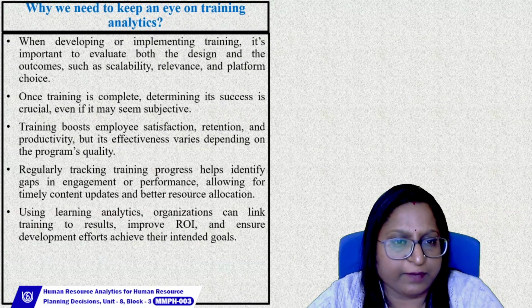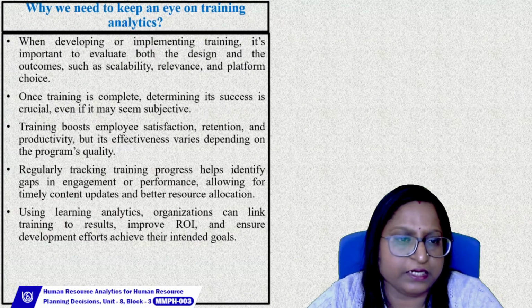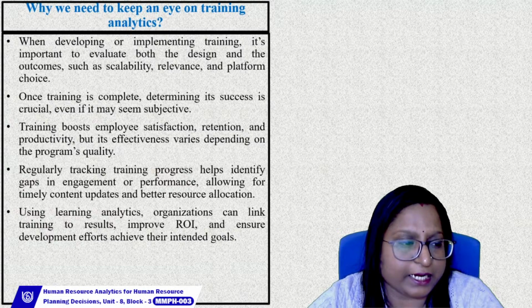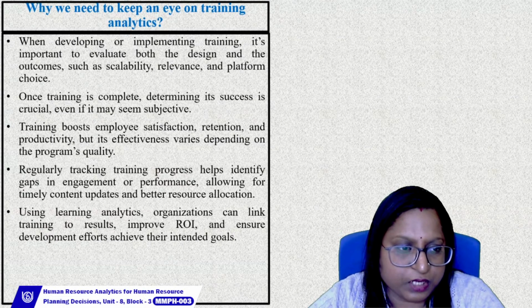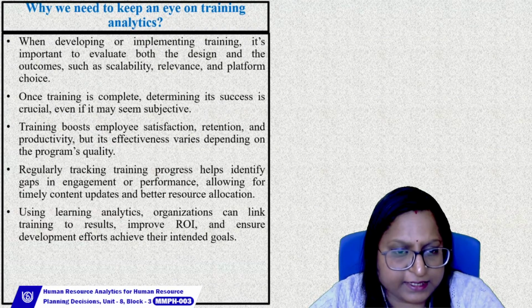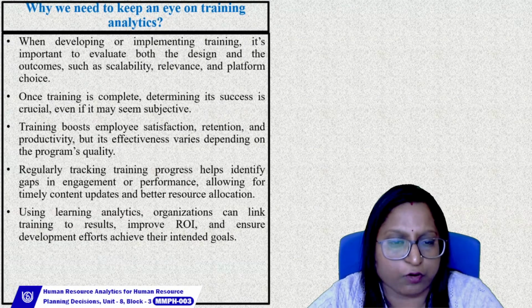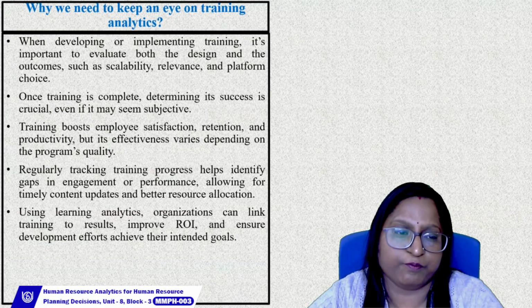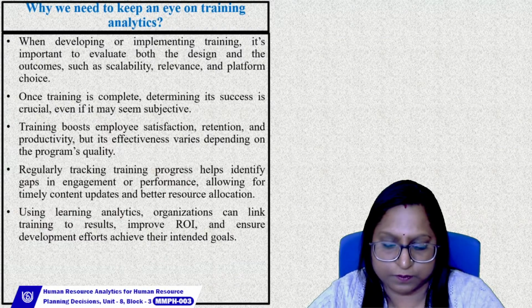Regularly tracking training progress helps to identify gaps in engagement or performance. It allows for timely content updates and better resource allocation. Using learning analytics, organizations can link the training to the results. It helps in improving ROI, return on investment, and ensures the development efforts achieve their intended goals.